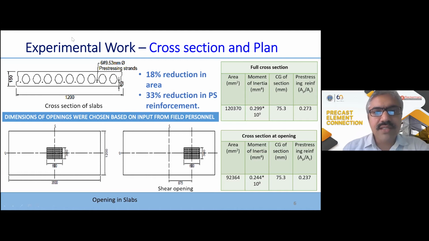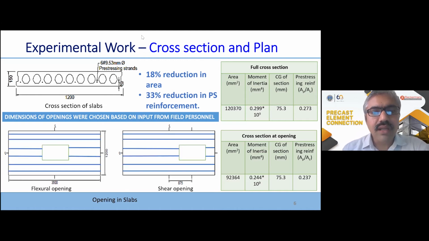And because of this opening, the samples had 6 pre-stressing strands, as you can see, without any opening. And by providing an opening, 2 of those 6 got cut. So we are reducing the pre-stressing force or effect of pre-stressing by 33% and reduction in the area by 18%.